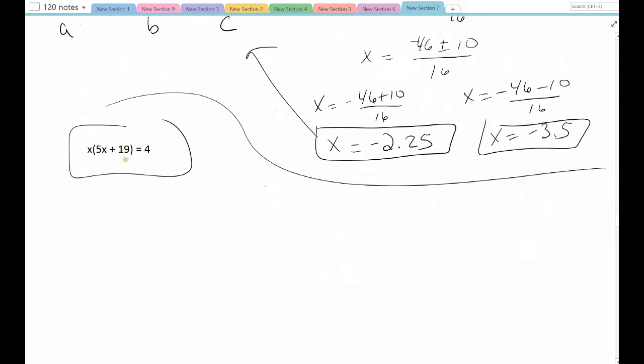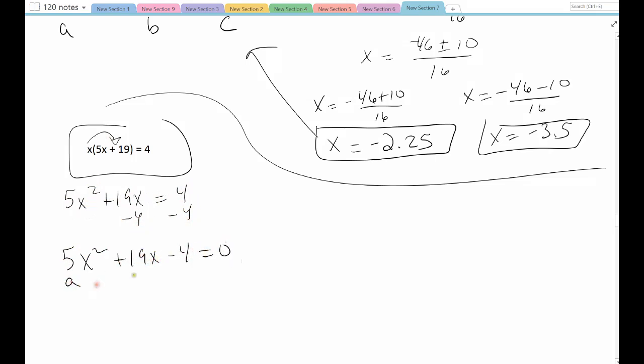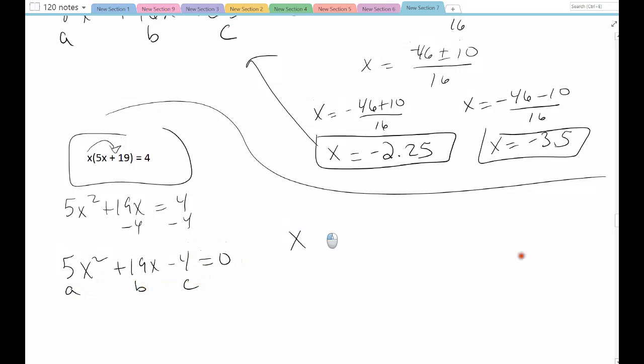So again, the first thing I have to do is get it in the form ax squared plus bx plus c, so I have to simplify this. First thing I do is multiply through by my x. So I get 5x squared plus 19x equals 4. Move the 4 to the other side. So 5x squared plus 19x minus 4 equals 0. So a is 5, b is 19, c is negative 4.